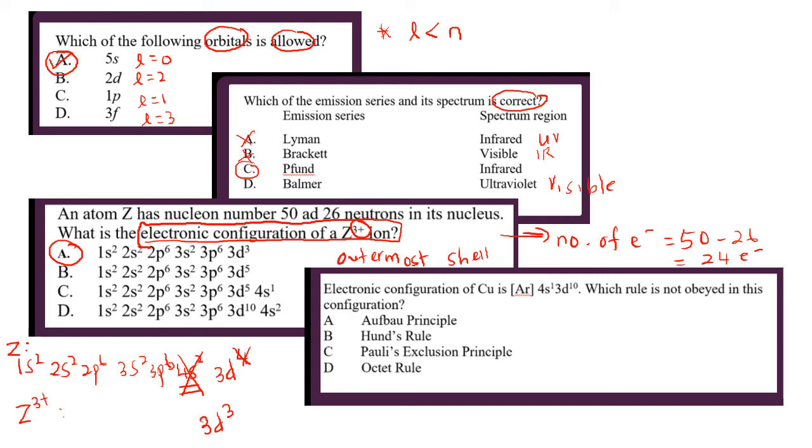Next question is still related to electron configuration. Given the electronic configuration for copper is argon 4s1 3d10, which rule is not obeyed? Supposedly 4s has lower energy compared to 3d, so we are supposed to fill the 4s completely first, and only then fill the 3d. So this is the Aufbau principle.